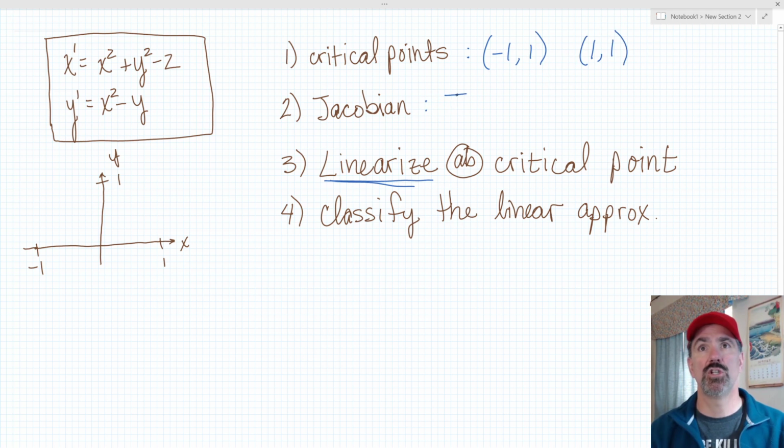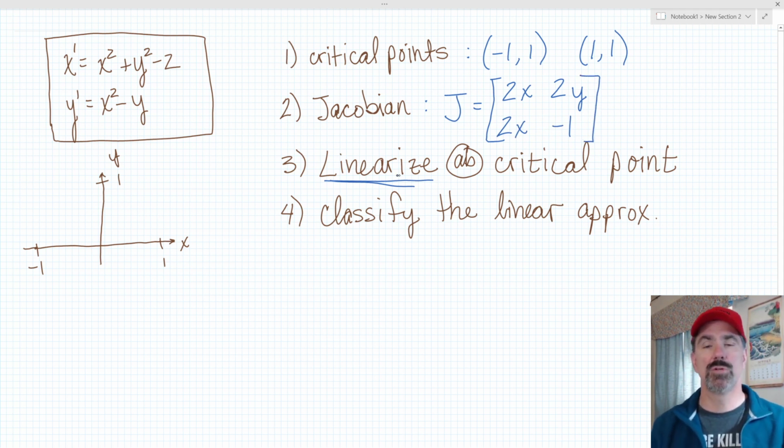Similarly, we can find the Jacobian, taking a few partial derivatives, looking at the rate of change of x and taking those partial derivatives. We have a 2x and a 2y, and then the rate of change of y, taking those partials, we have a 2x and a -1. So this is the Jacobian matrix for the system.